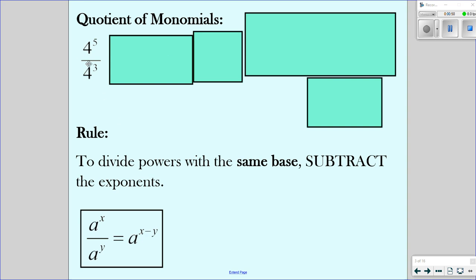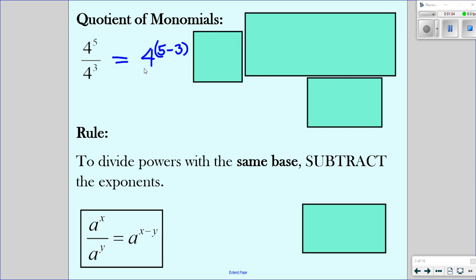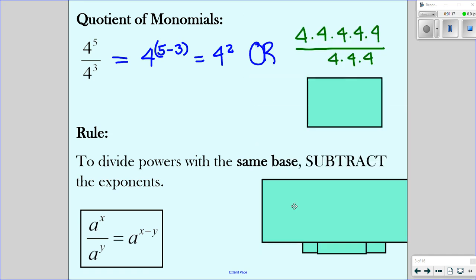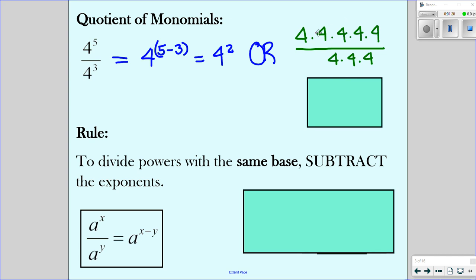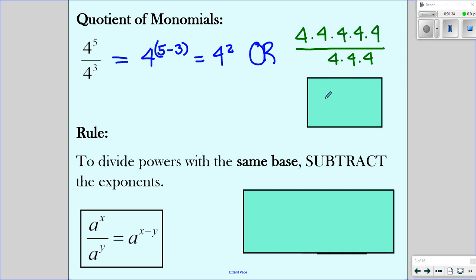All right, so we're going to use this example, 4 to the 5th over 4 to the 3rd. Basically, you can rewrite it as 4 to the 5 minus 3 power. Because it's the same base, you can subtract, and it gives you 4 to the 2nd power, and that's your answer. Or, imagine you having 5 4s on the top in the numerator, and then 3 4s at the bottom. So if you were to cancel out how many you have at the top and the bottom that are the same, this is what you would be left with.